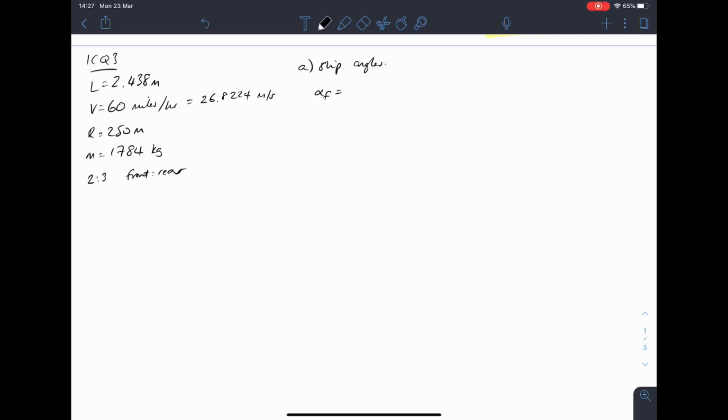So we've got mv squared upon 2r, the 2 is there because we've got 2 tyres, d upon L, and then 1 over C alpha F. Now to find C alpha F, we need to find the mass or the load on the front axle, the vertical load, so that's FZF. That's going to be MF times G per tyre divided by 2. So that's going to be M d upon L times G upon 2.